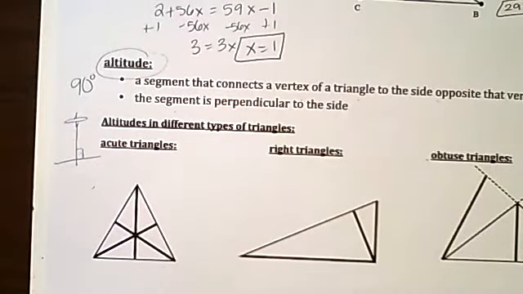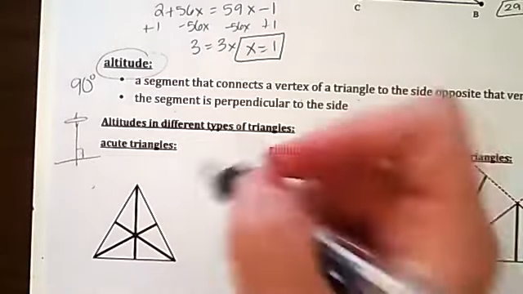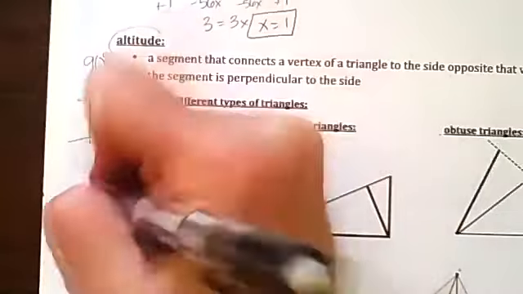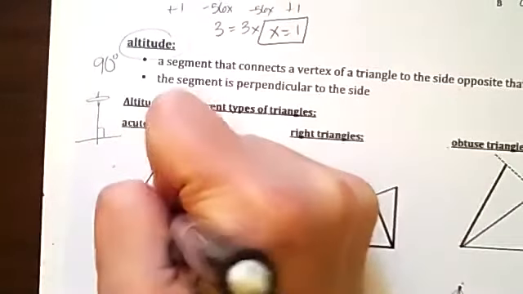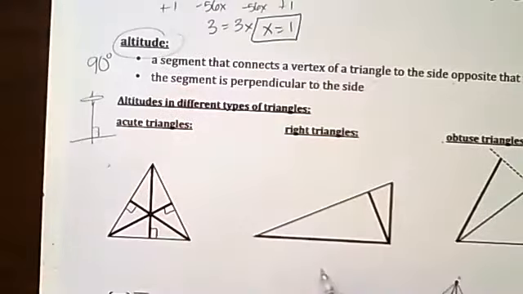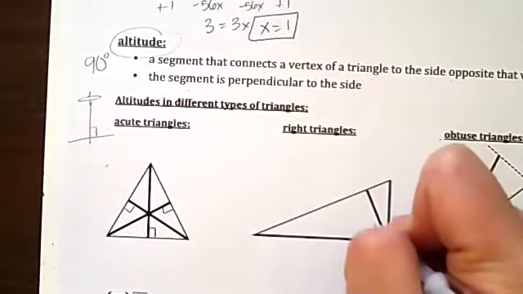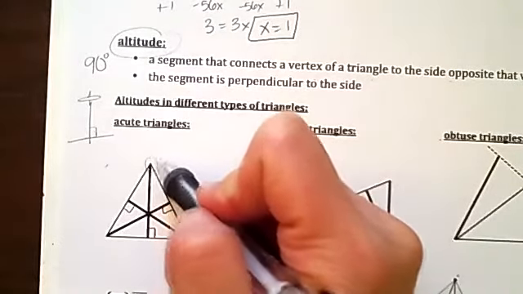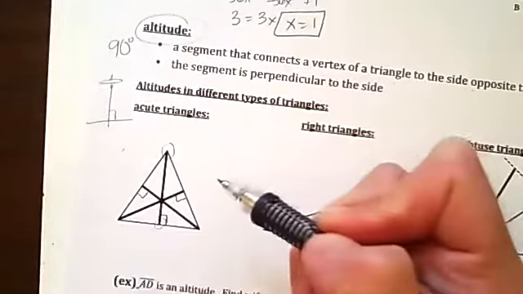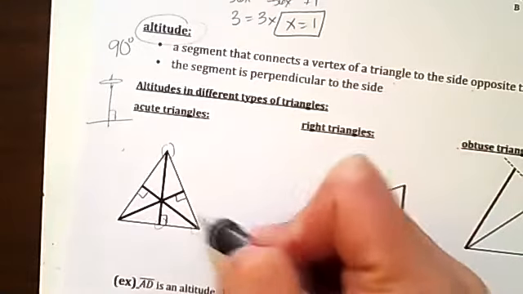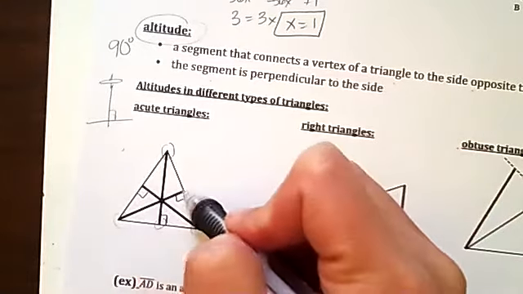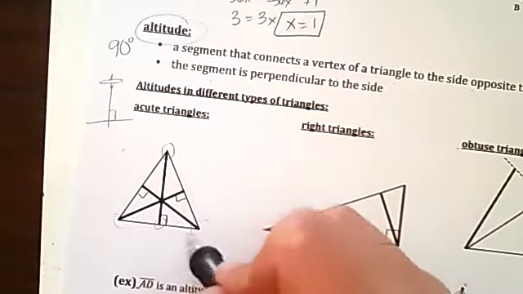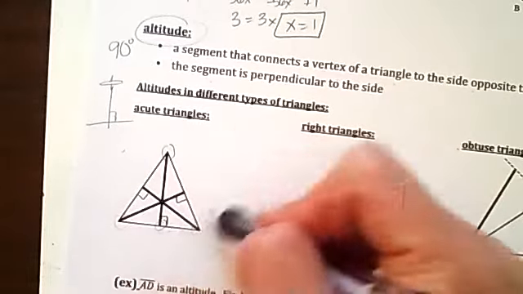So altitudes look different in a triangle depending on what type of triangle you have. When you have an acute triangle, you can draw in all three altitudes like this, and they're all inside the triangle. The reason why is because an altitude has to go from the vertex to the side opposite the vertex. So vertex, side opposite, vertex, side opposite. So in an acute triangle, they're all nice on the inside. Most of the ones we're going to do look like this.